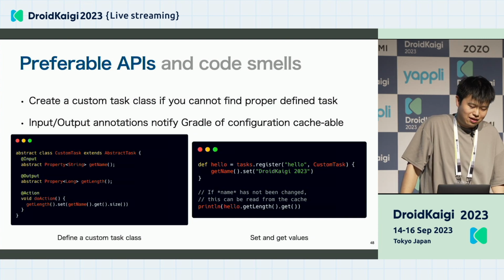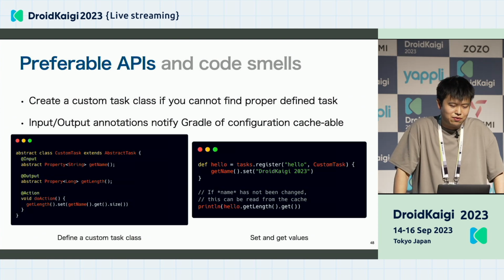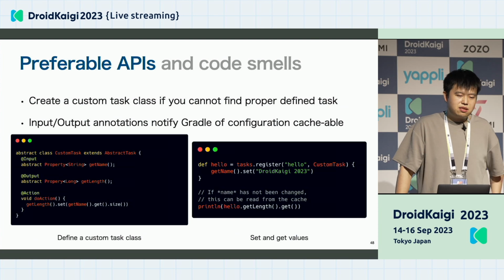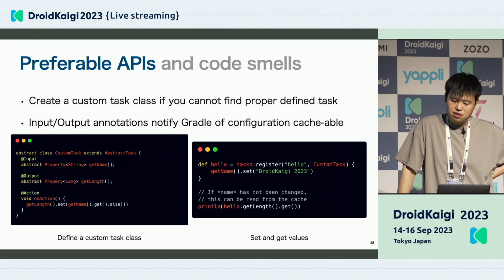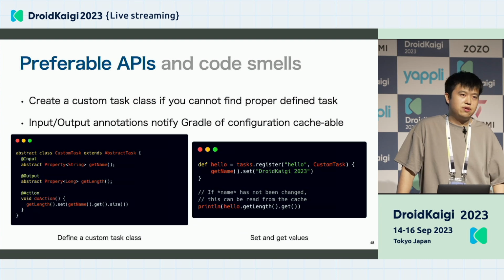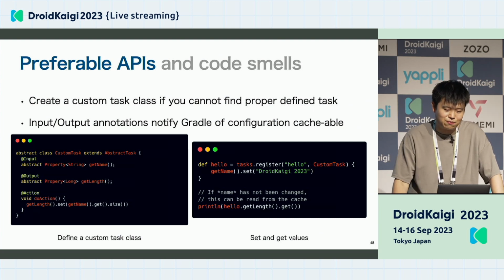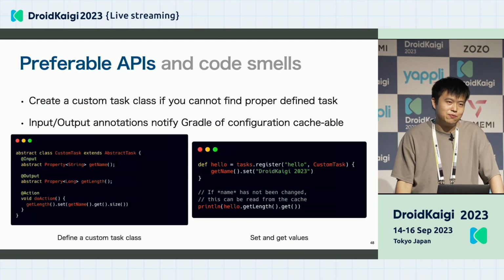The second statement. So when defining tasks, please create a custom class. Input and output annotations will be recognized as configuration cacheable. Missing annotations cause a build failure by default if you are using Gradle 7 or later. So please do not opt out of it. And please support configuration caches. If you do not have the intention to support configuration cache, then I do not recommend composite builds anyway.